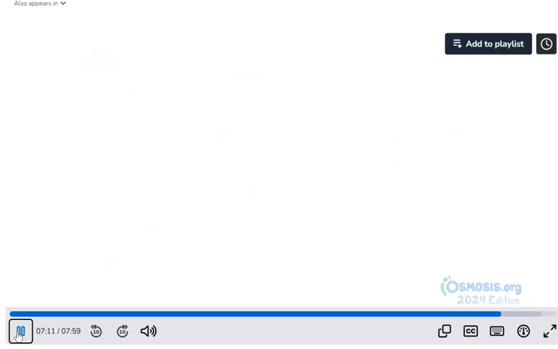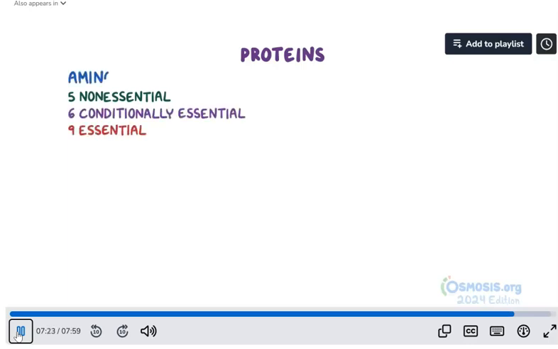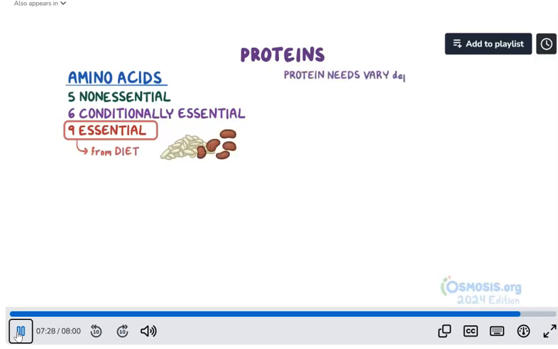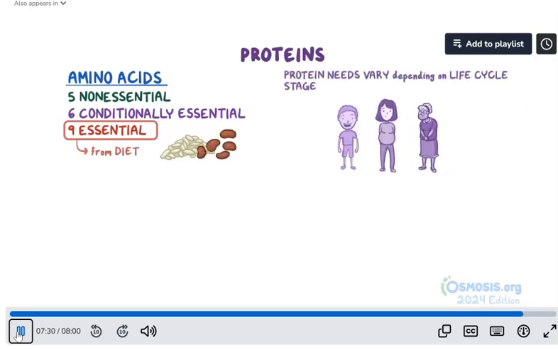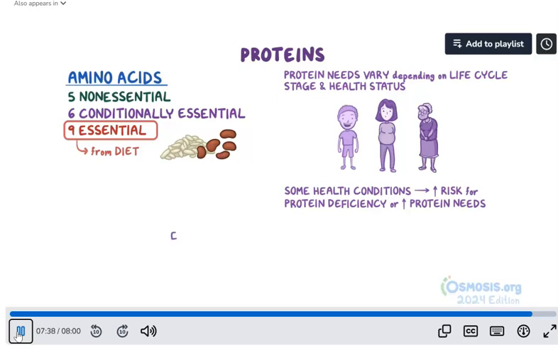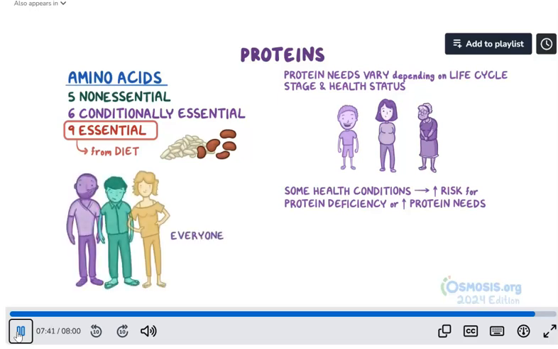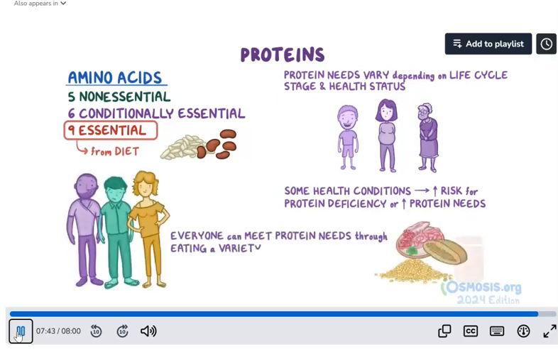Alright, as a quick recap. Protein is a cornerstone of the human diet, and a major component of our bodies. There are 5 non-essential, 6 conditionally essential, and 9 essential amino acids. We need to get essential amino acids from our diet. Protein needs vary depending on life cycle stage, level of physical activity, and health status. Some health conditions may put people at risk for protein deficiency or increased protein needs. Everyone, whether omnivorous, vegetarian, or vegan, can get enough protein by eating a variety of foods.